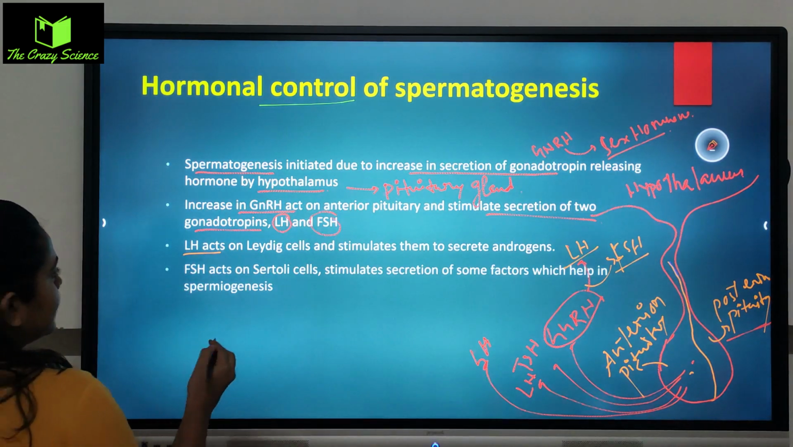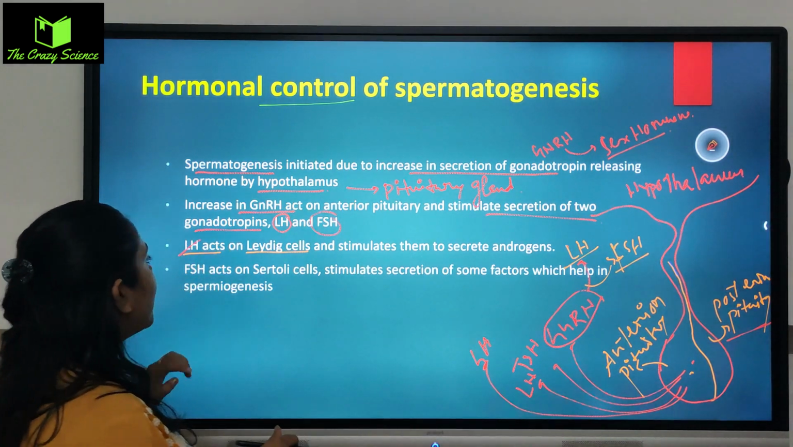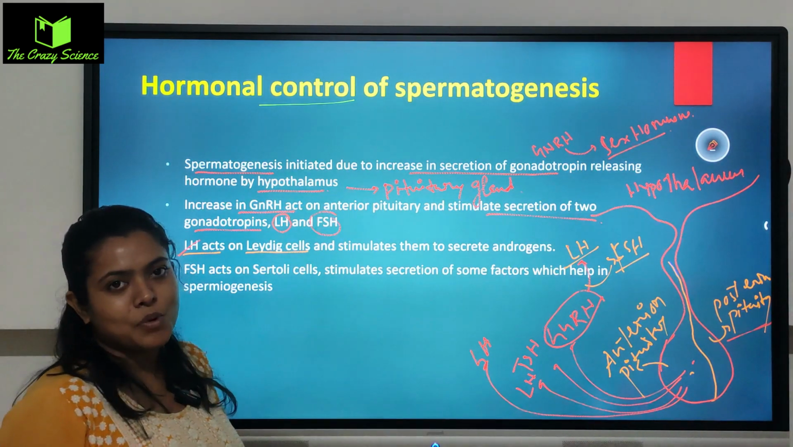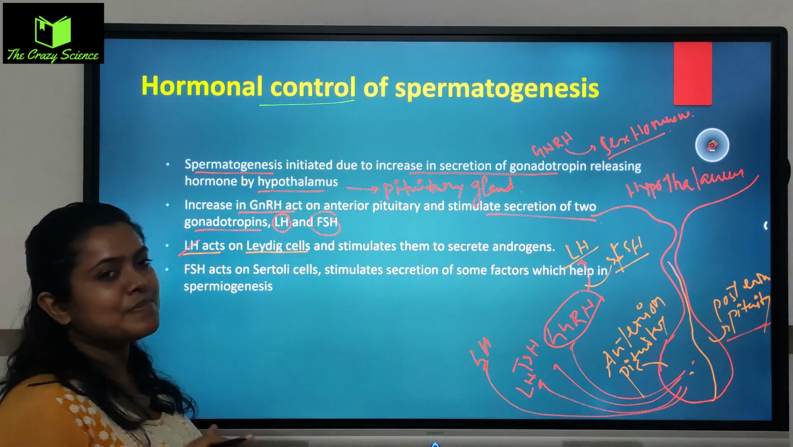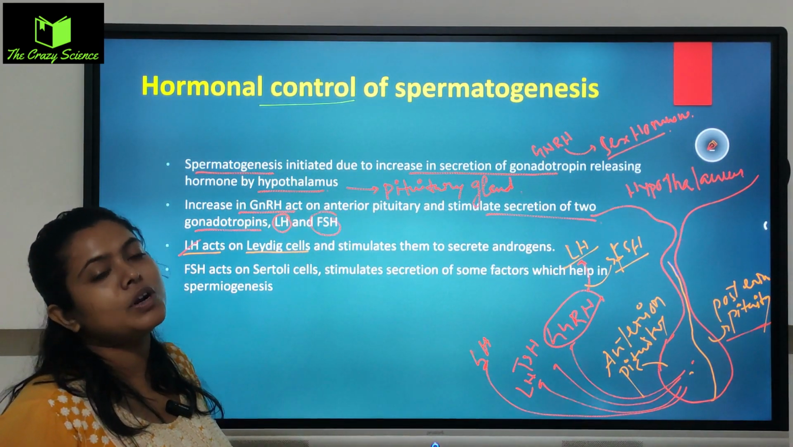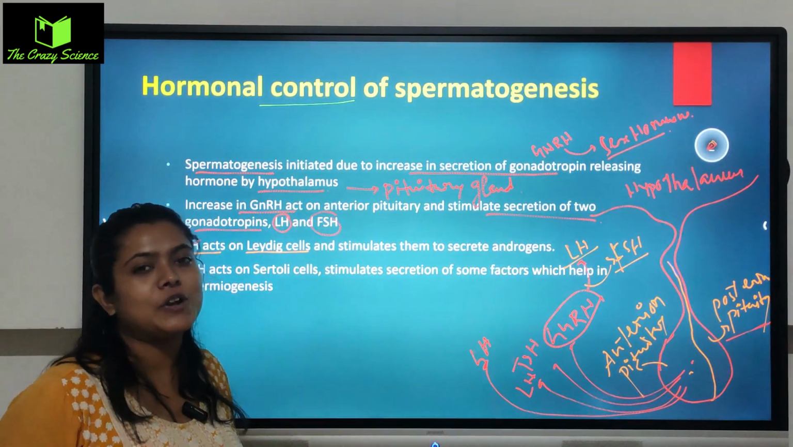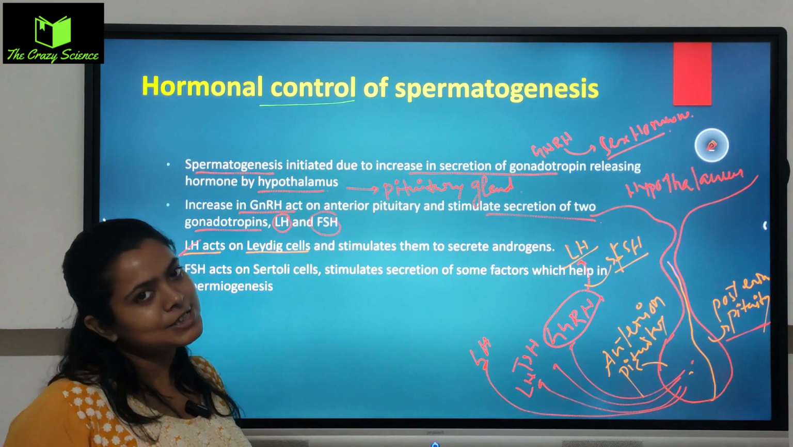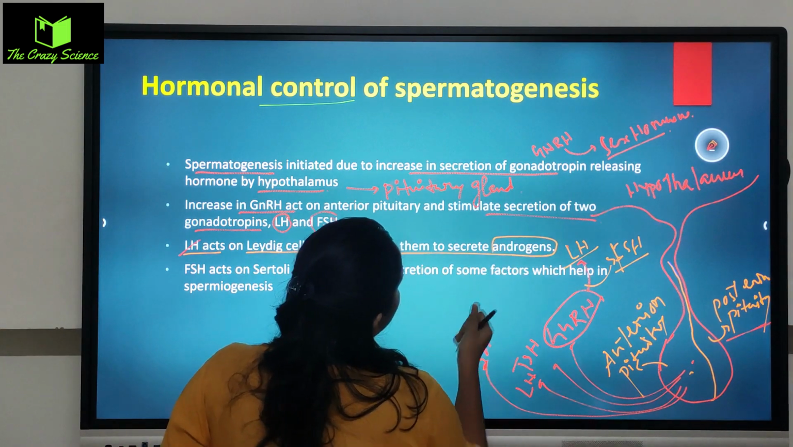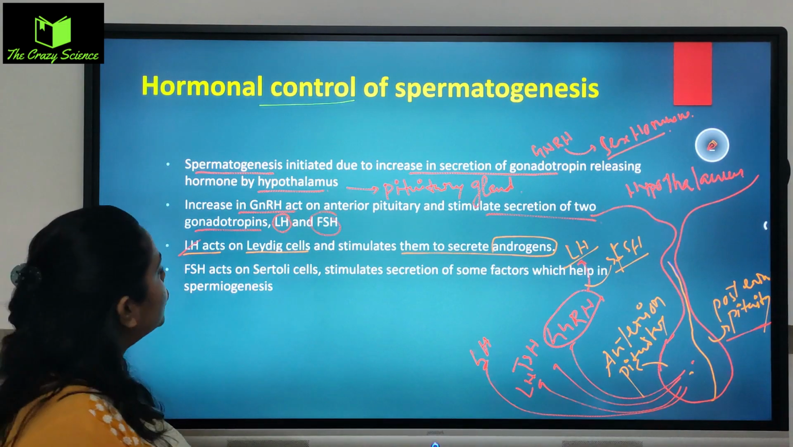LH acts on Leydig cell, তো তারা Leydig cell উপর কাজ করে। Leydig cell কোথায় থাকবে, it would never be present in the female body, it will be found in the male body. They are responsible for androgen formation. Androgen means the male sex hormone which is called the testosterone. LH acts on the Leydig cell, stimulates them to secrete the androgen. Androgen, they are talking about definitely the testosterone, the male sex hormone.